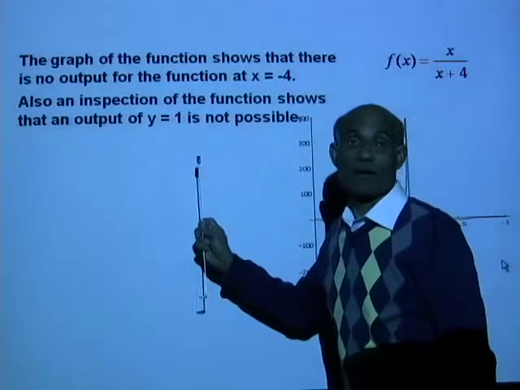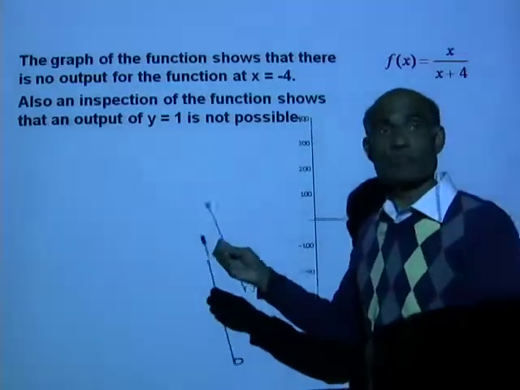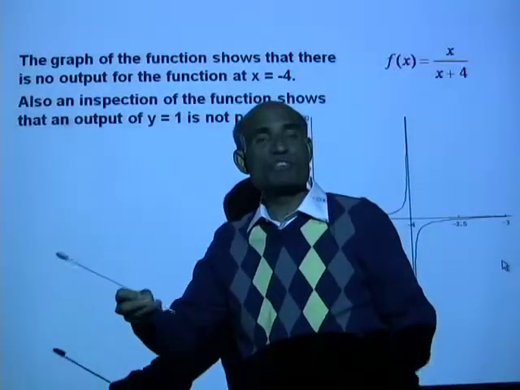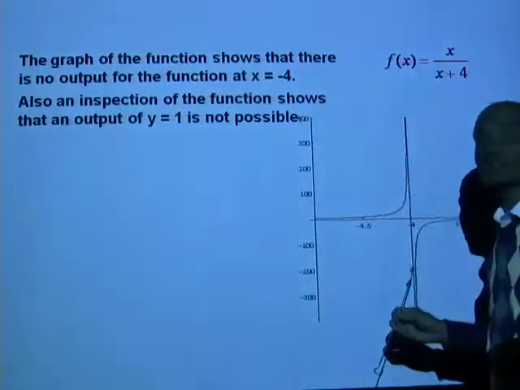Now, how about the output of this function? How about the range? What is the meaning of range? Range is the set of all possible outputs. What is the range of this function?